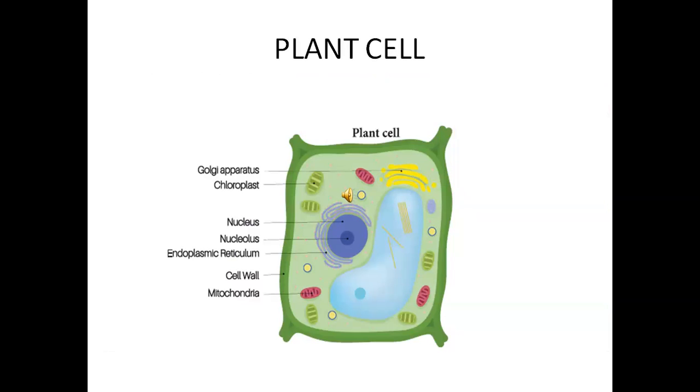Plant cell. Both plants and animals are made up of cells. Both cells are eukaryotic in nature, having a well-defined membrane bound nucleus. First we'll see the plant cell. It is usually large in size. It is hard in nature. Plant cells have a cell wall in addition to their cell membrane, and plant cells have chloroplast which contains chlorophyll.